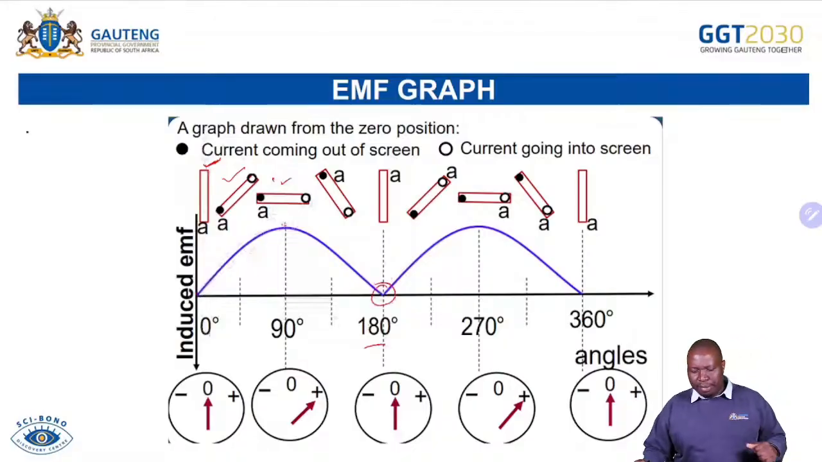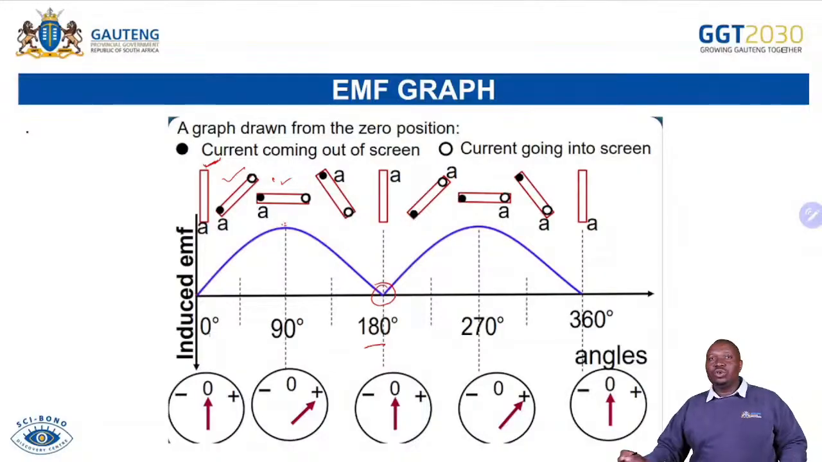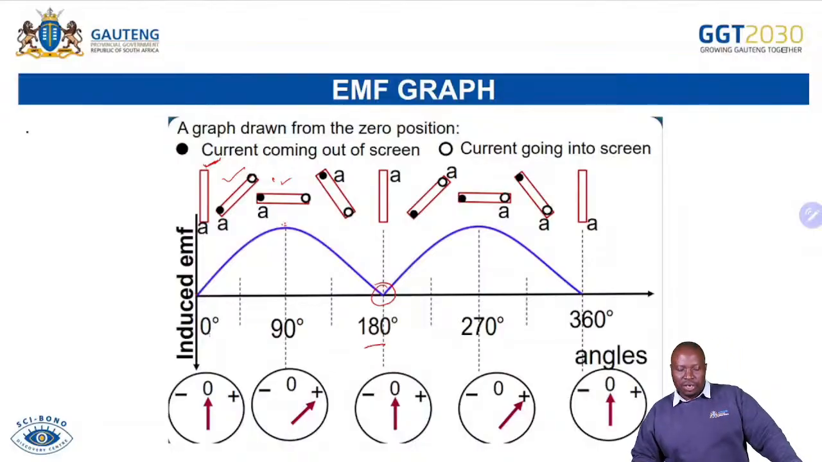So that is what we're talking about. You have to always appreciate that when it's horizontal like that, we'll have maximum induced EMF. But when it's in the vertical position like that, you know that it will be zero induced EMF. And as it moves like that, this is the graph for direct current.